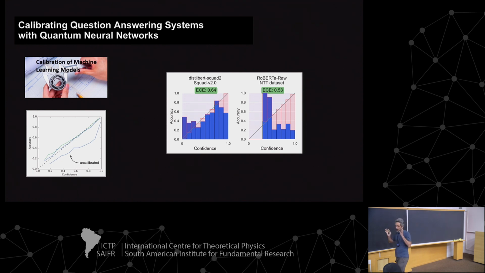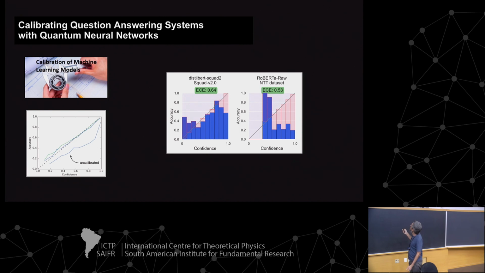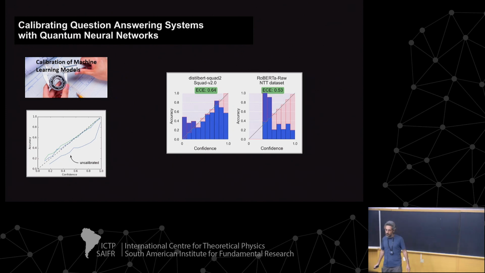So you just include your question in the Stilbert or Roberta. They give you an answer. And then you take some features of this answer, and then you include them in another machine learning algorithm, in our case a quantum machine learning algorithm, to try to calibrate these answers, these probabilities. This is the idea.